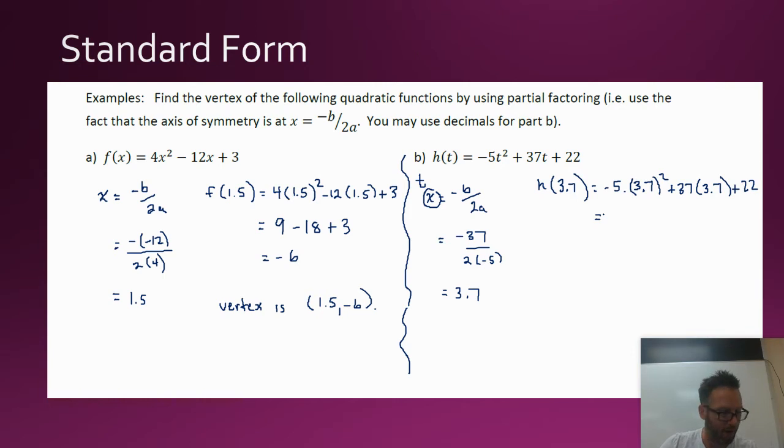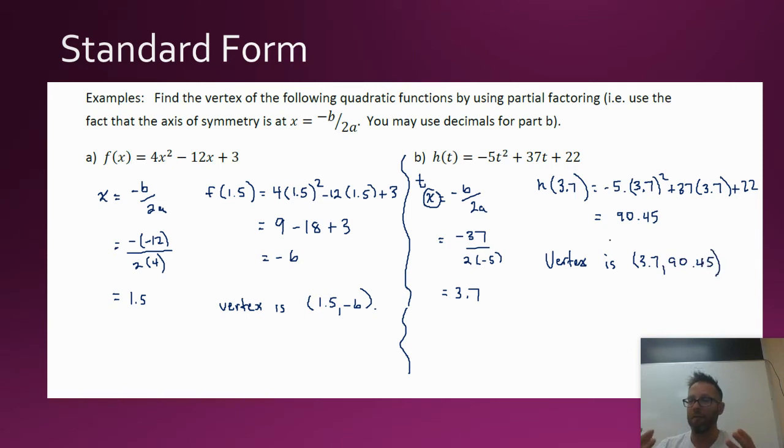3.7 plus 22. There is absolutely no way that I'm using mental math for that one. So let's crank that out. So negative 5 times 3.7 squared plus 37 times 3.7 plus 22. So I got 90.45. So our vertex is, in this case, 3.7, 90.45.